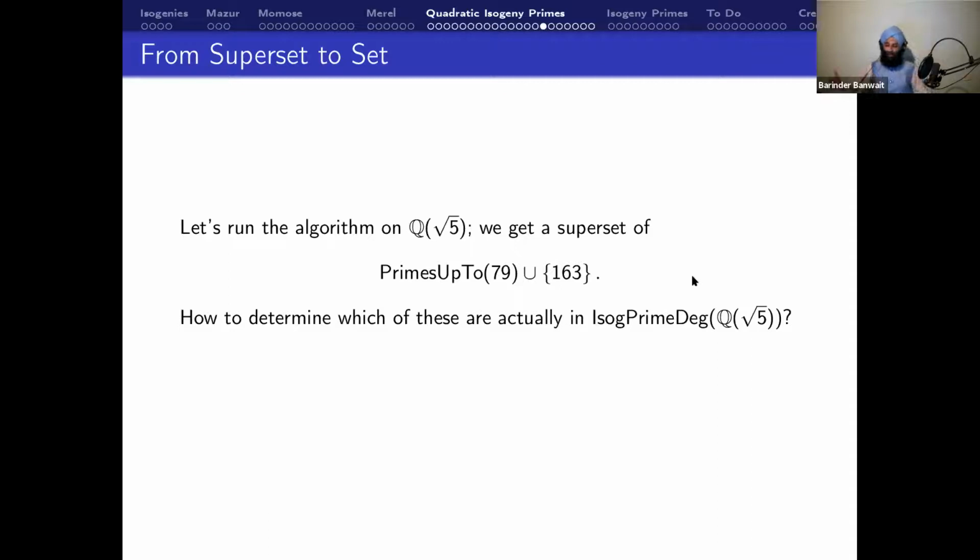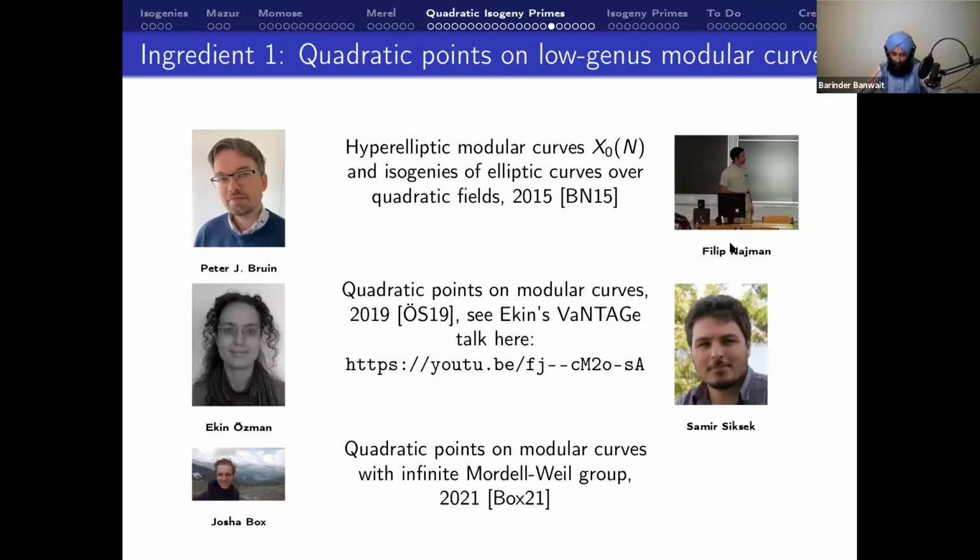Okay, so this is a superset, but now which of these are actually isogeny primes? So you want to go from the superset to the set itself. So how does one do this? So there are three ingredients that go into this. So one is what I'm going to call quadratic points on low-genus modular curves.